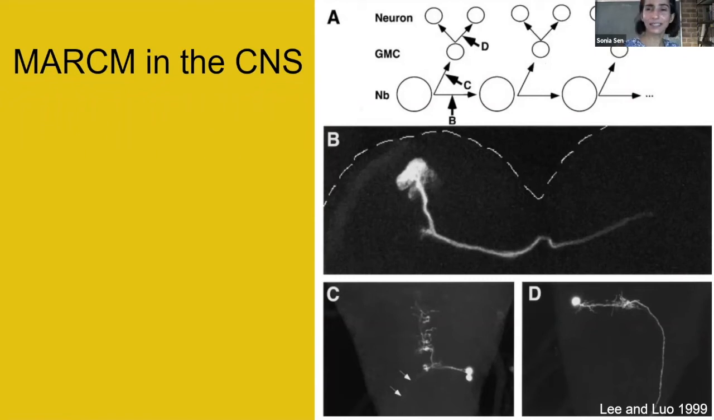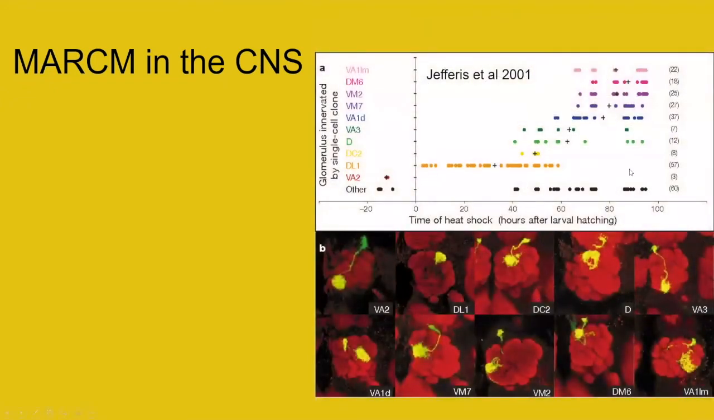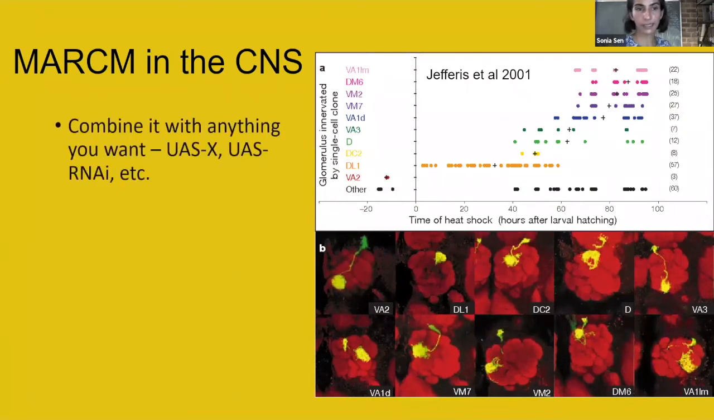Yes, okay. So in that way, they used MARCM and serial heat shocks to make clones and back calculated exactly which neuron was born at what time. So it's very, very powerful to do lineage analysis, birth dating of neurons within a lineage.